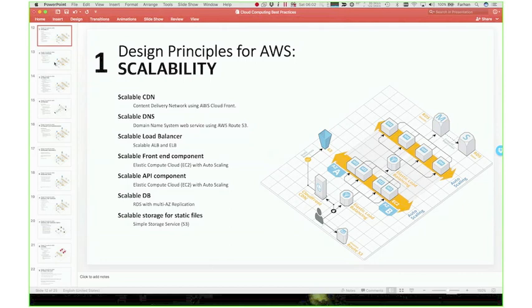You are saying scalable DNS. What does scalable DNS mean? Yes, Route 53 only. When we talk about DNS, we talk about Route 53. So Route 53 is actually a service that can scale to n number of queries. You don't have to actually host a DNS server. Yeah, scalable means only Route 53, not any other DNS server?